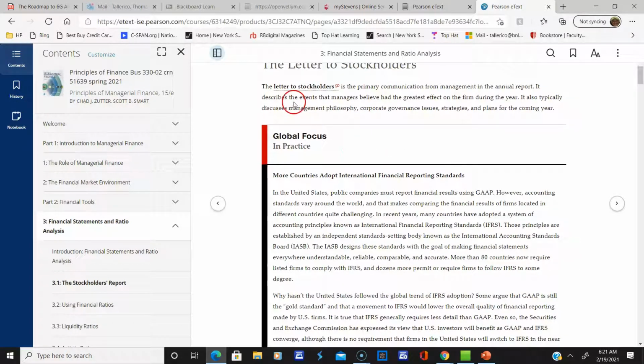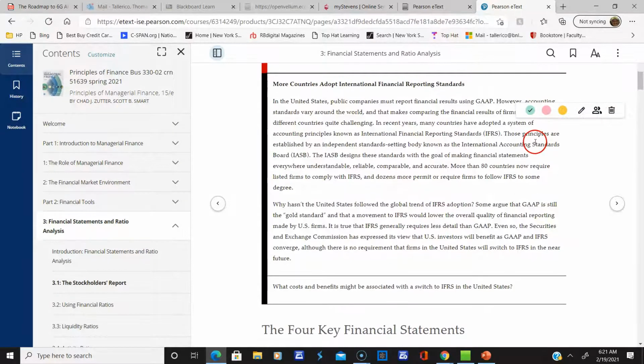So as I said, the letter to stockholders is what I look at mostly. It's just to see how my companies are doing. It discusses management philosophy, corporate governance, right? And plans for the coming year. And if I still want to hold stocks, shares, in that company, right?